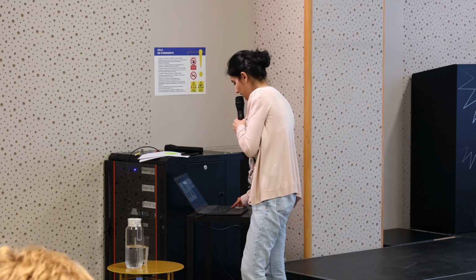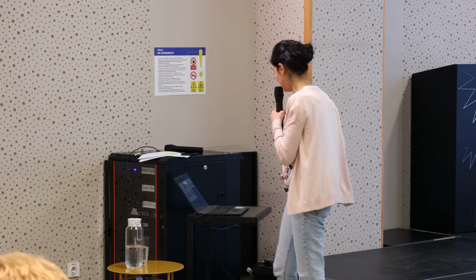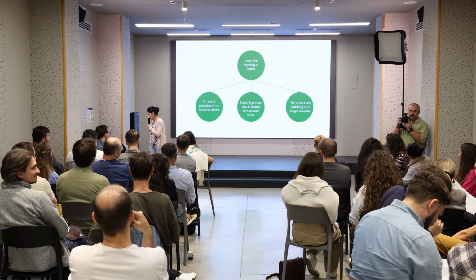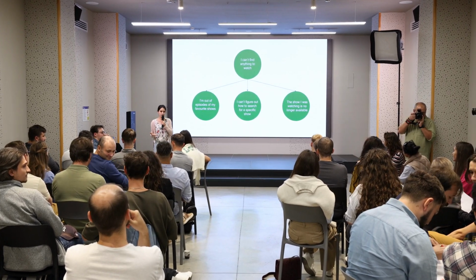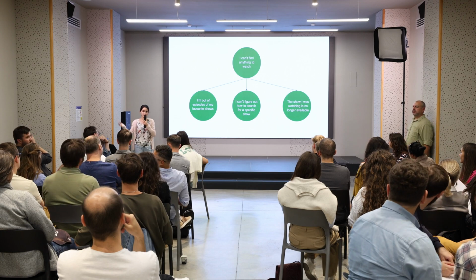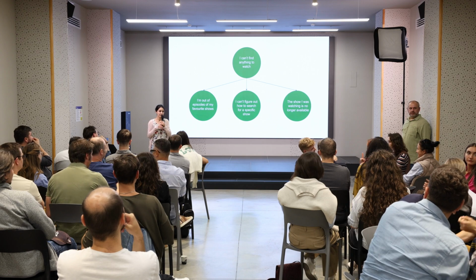Another opportunity can be, I can't figure out how to search for a specific show. Because if you think about it, I can't figure out how to search for a show is also a subset of I can't find anything to watch. And the third one can be, the show I was watching is no longer available. That's also a subset of I can't find anything to watch.